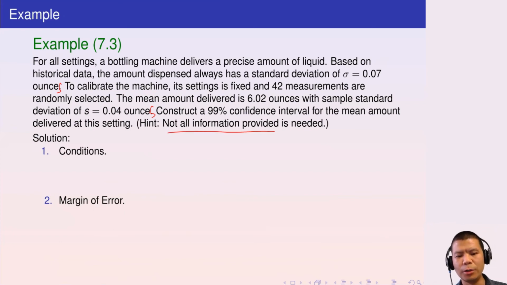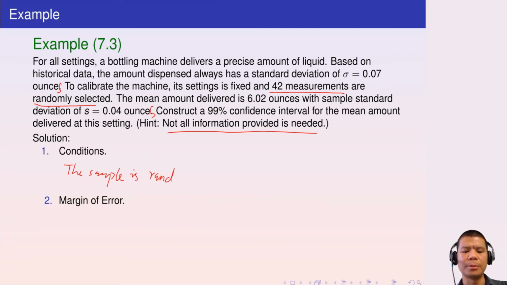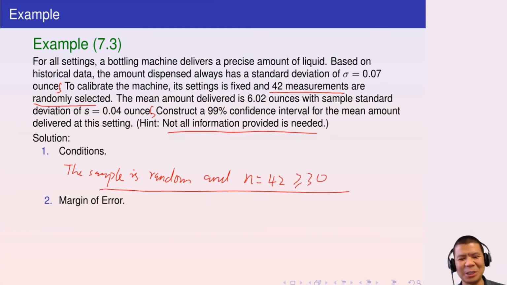Hint, not all information is needed. So now let's consider this one using these conditions. Now conditions: is this a random sample? Firstly, I believe these 42 are randomly selected. So it's a random sample, right? And the sample size is 42, which is greater than or equal to 30. So we are good to go. These are the conditions we need to check.